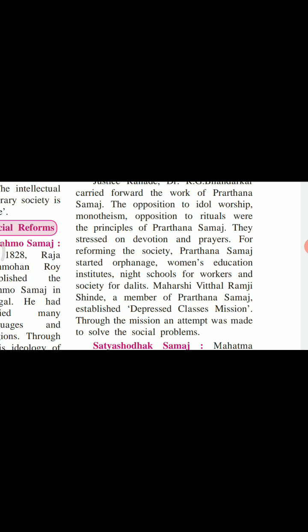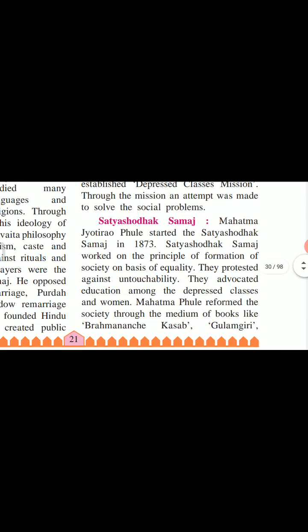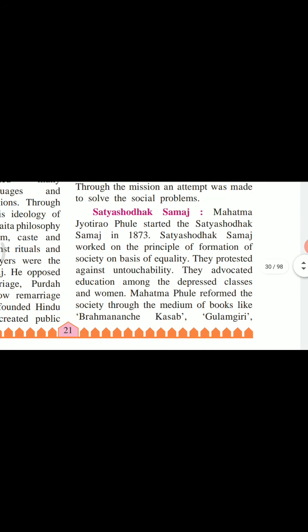Then the next is the Satyashodak Samaj, started by the greatest social reformer Mahatma Jyotirao Phule. Mahatma Jyotirao Phule started the Satyashodak Samaj in 1873. Satyashodak Samaj worked on the principle of formation of society on the basis of equality. The main principle of the Satyashodak Samaj is that equality should be there.